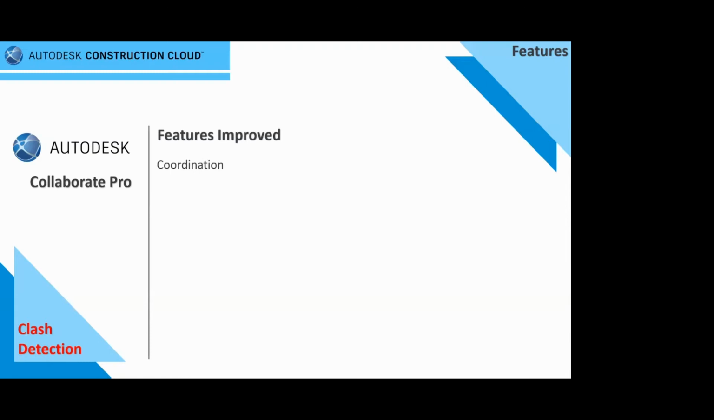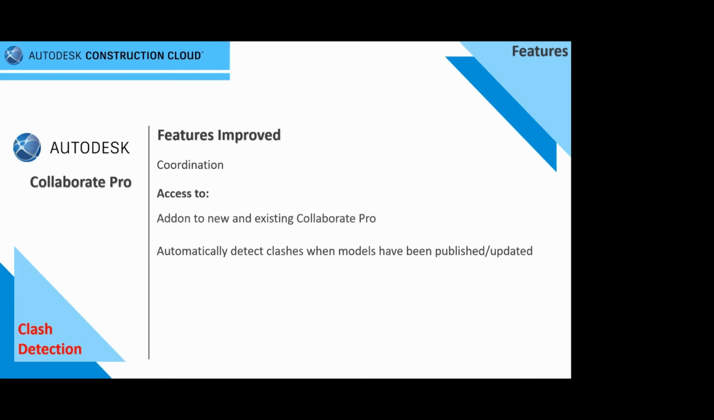So the idea here is you are no longer just communicating and collaborating, but you are coordinating as a team. So everybody with this access will be allowed to coordinate their model. So the idea is we have access to an add-on to a new and existing Collaborate Pro license that allows us to run a clash detection. We can do this automatically with models that have been published and uploaded or updated in the Autodesk cloud space.